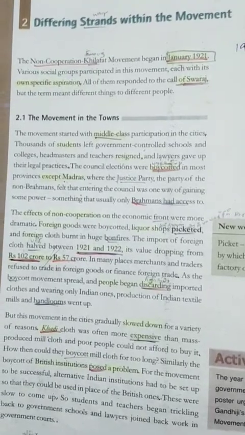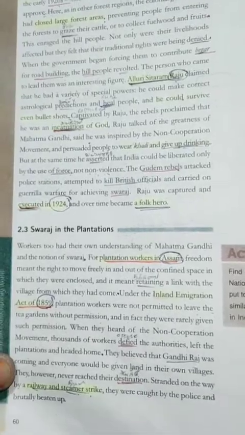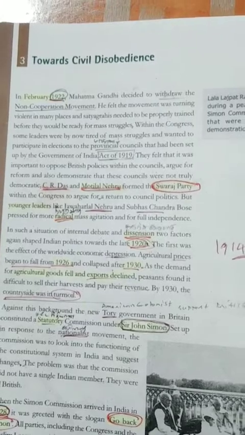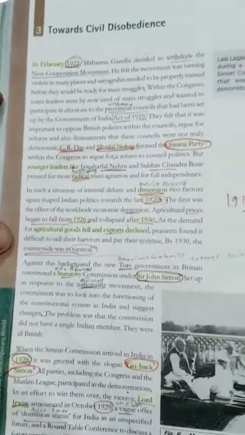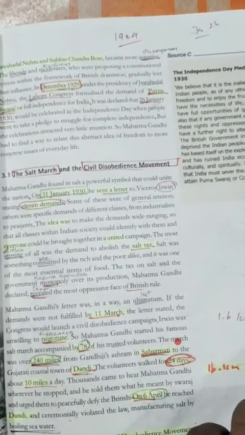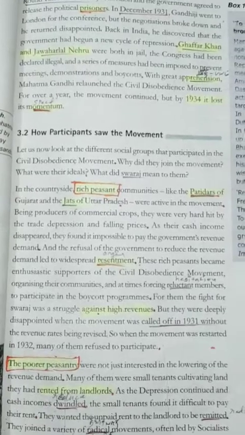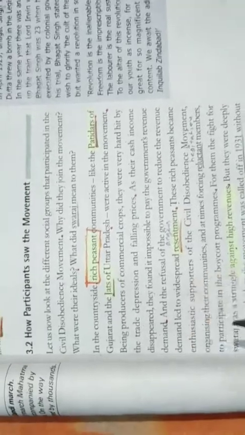In it, the movement in the towns, second one, the rebellion in the countryside, third one, Swaraj in the plantations. Next, third topic, towards civil disobedience. So the first one, the Salt March and the civil disobedience movement. And the next, the second one, how participants saw the movement. We have completed the first one, so now we are going to learn the second one.